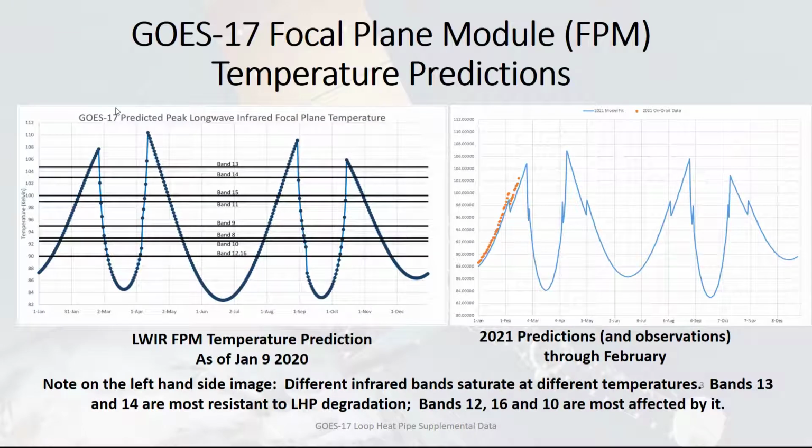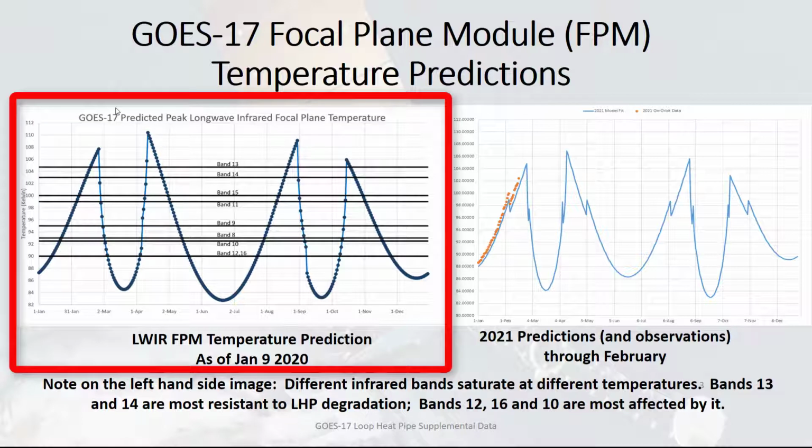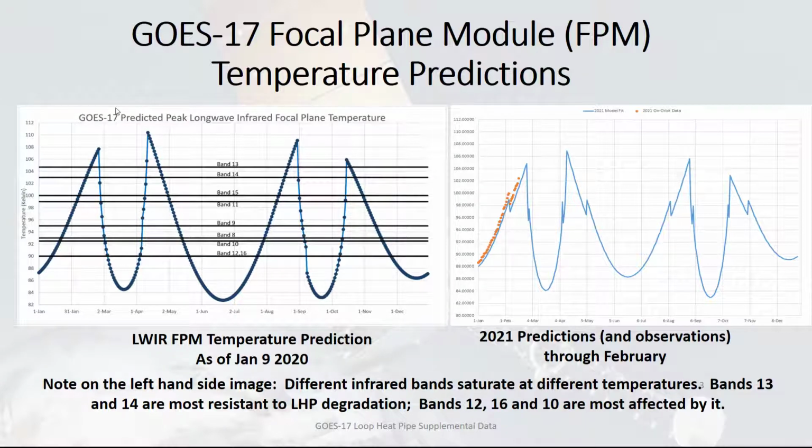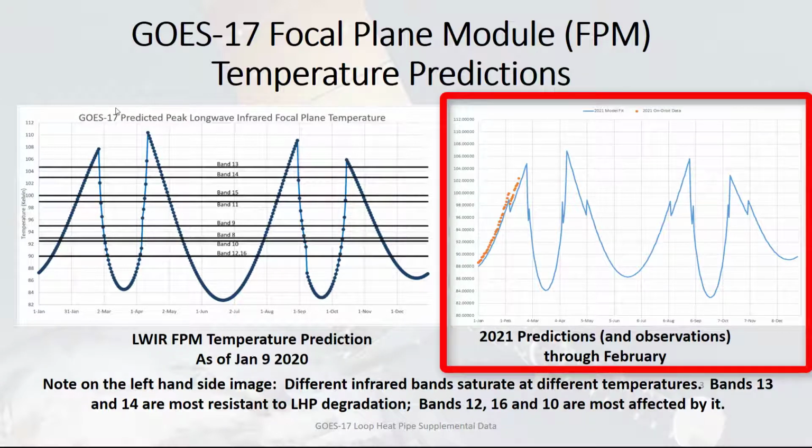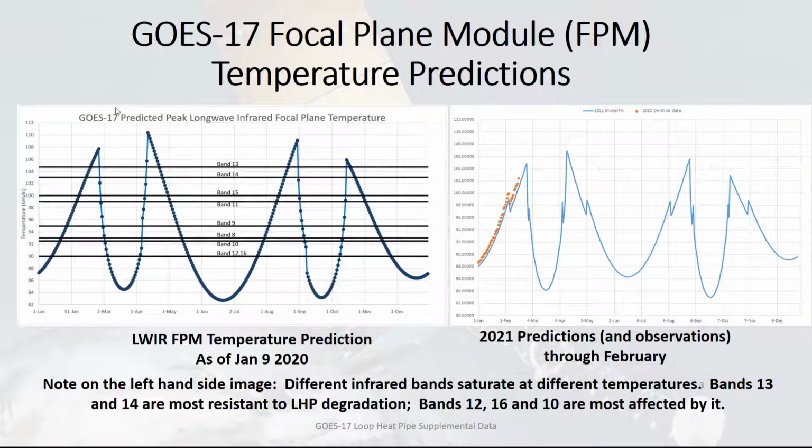These charts show predicted focal plane temperatures on GOES-17 for 2020 on the left, including the approximate temperature when the warmer focal plane starts to affect the indicated band. The predicted temperatures are for the maximum temperature each day. Focal plane temperatures for 2021 are shown on the right. Predicted values are in blue, and observed values are in orange dots. Note how the issue is most pronounced near the equinoxes.